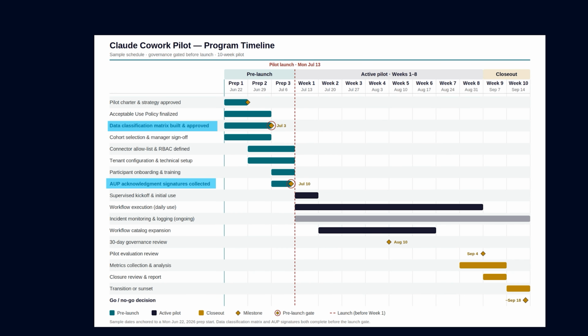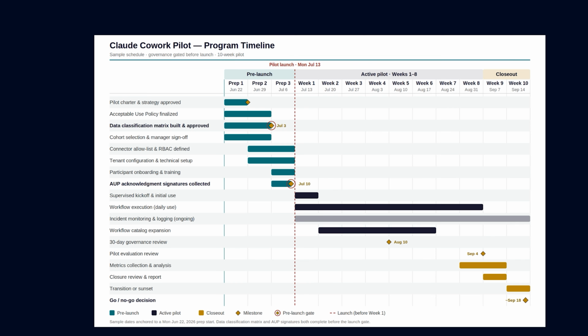The mapping work, translating the organization's existing taxonomy into pilot permissions, is the controlled point. Organizations that try to skip the matrix and rely on participant judgment about what is and is not appropriate to process invariably surface governance issues that the matrix would have prevented.